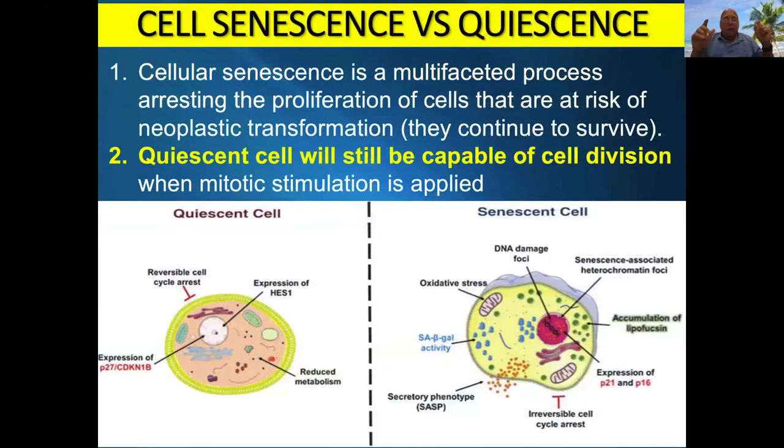Okay, now, this is a concept that we all need to know about because this is becoming very prominent in regenerative medicine. The difference between a quiescent cell and a senescent cell, okay? A quiescent cell is one that basically is able to still undergo cell division when the proper stimulation is applied. A senescent cell, on the other hand, can no longer undergo cell division. It's a cell that essentially should have died, but it continues to stay alive, so to speak. It's not reproducing, but it's producing certain inflammatory growth factors and things like that.